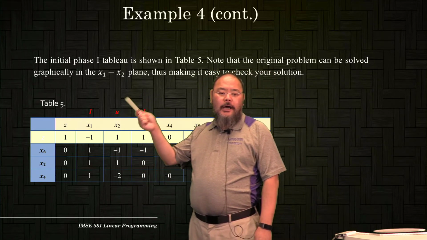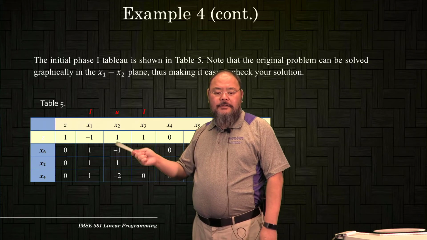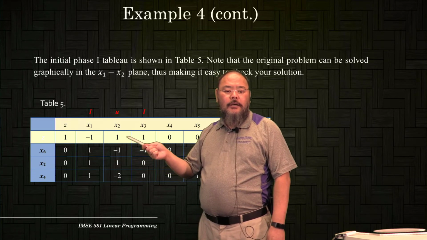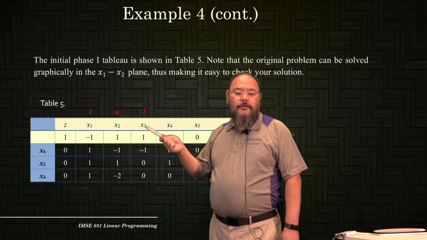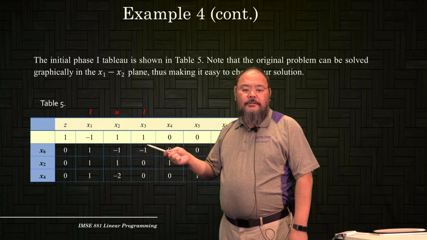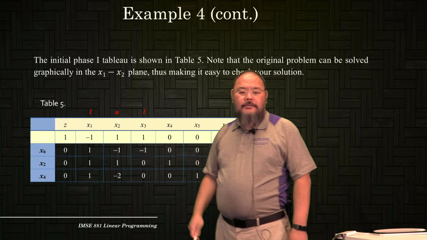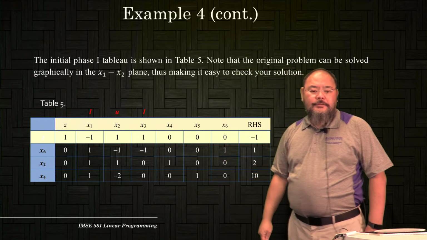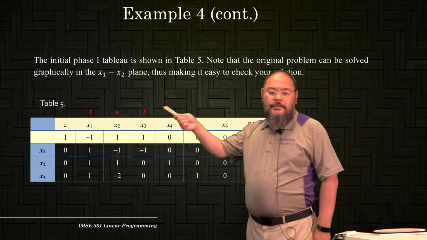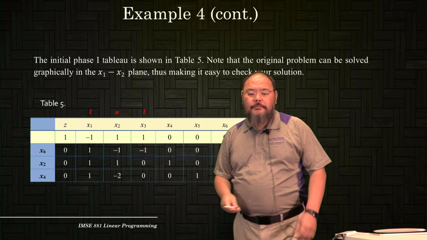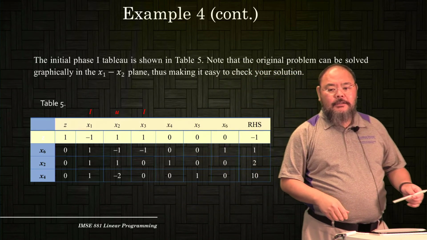x2 is currently at its upper bound but has a positive zj minus cj value, so x2 can enter. x3, however, is at its lower bound with a positive zj minus cj value, and therefore x3 is not a candidate to enter the basis. So we can choose either x1 or x2 to enter. Basically, we can start our process right now.